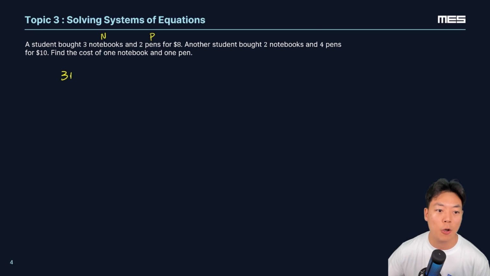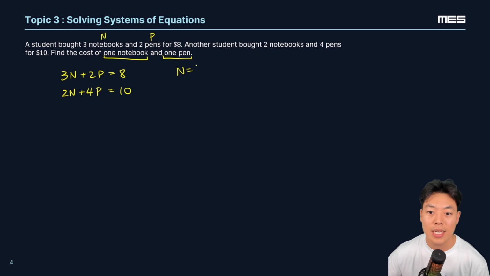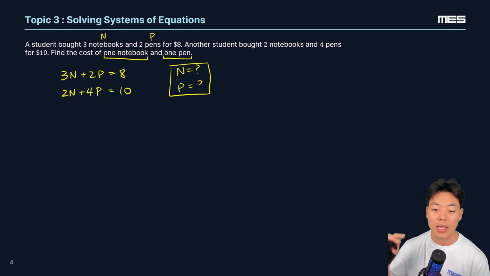I have 3 notebooks plus 2 pens was equal to $8. Another student bought 2 notebooks and 4 pens for $10. Find the cost of 1 notebook and 1 pen. So what we're looking for here is n equals and p equals. I boxed this so that I don't forget as I'm solving this problem, that is what I'm trying to achieve. That is my goal. So let's take a look.